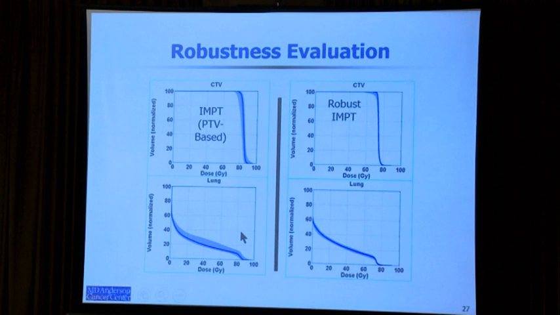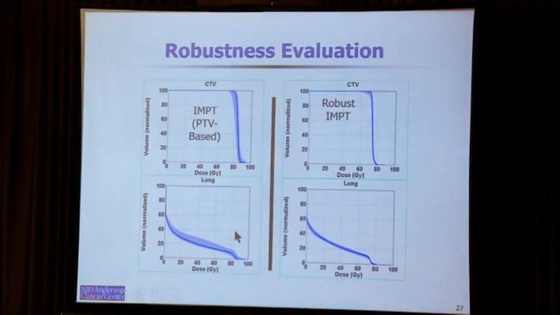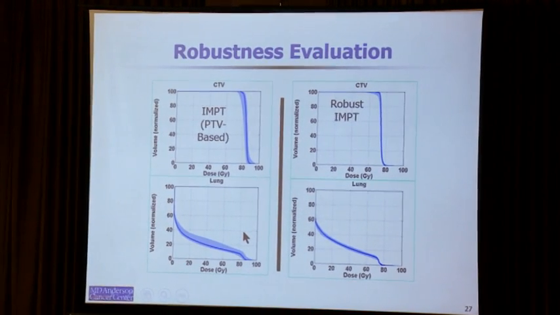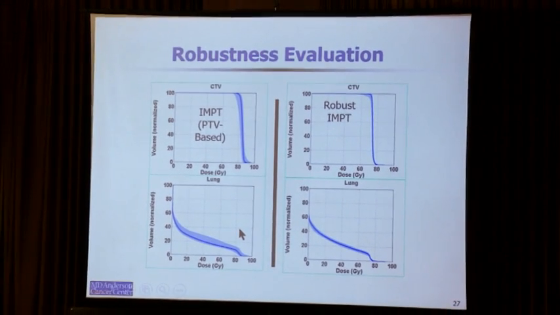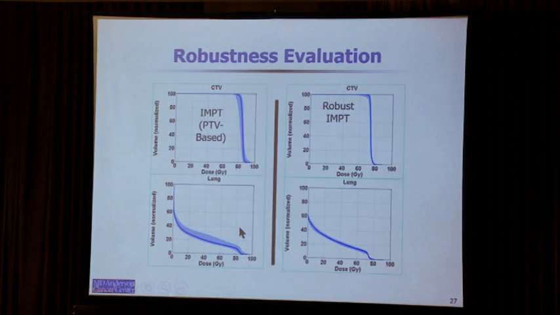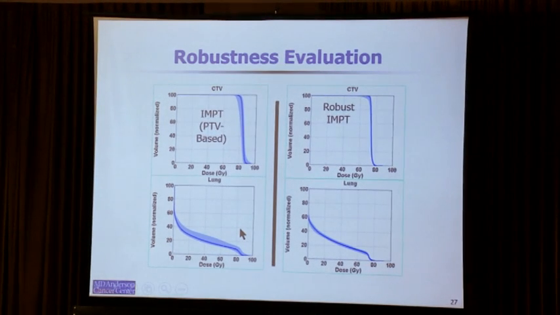So this is an illustration of quantifying robustness. What you see is bands of DVHs. We create a plan, and then we shift the patient's anatomy left, right, up and down, inferiorly, superiorly. And then we also add range uncertainty. So there are 8 or 9 dose distributions. For each one, we draw different DVHs.